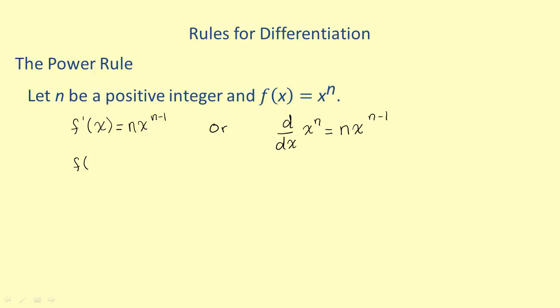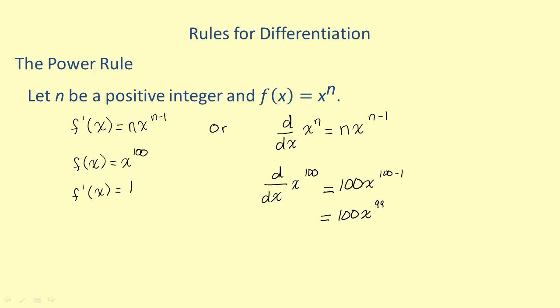Now let's find the derivative of the function f of x equals x to the 100th power. Start by finding the derivative d over dx of x to the 100th power. Using the power rule, the derivative is equal to 100 times x raised to the power of 100 minus 1. Simplifying the exponent, we get 100 times x to the 99th. So, f prime of x equals 100 times x to the 99th.